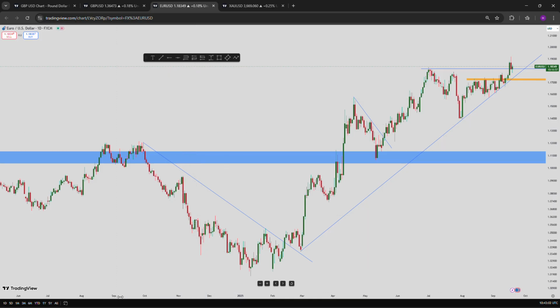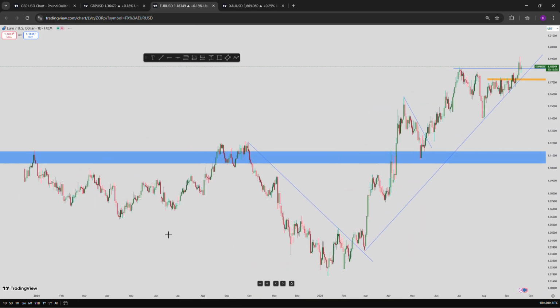Let me check if there is any other... Okay, so this has been an uptrend. Before it was on a downtrend, it was in an uptrend. So if I'm going to draw my uptrend, how do I know it was in an uptrend? It has been giving me a series of higher highs, higher lows, higher highs, higher lows.